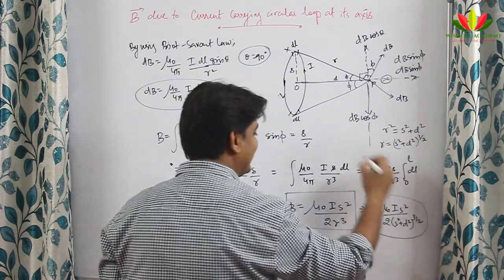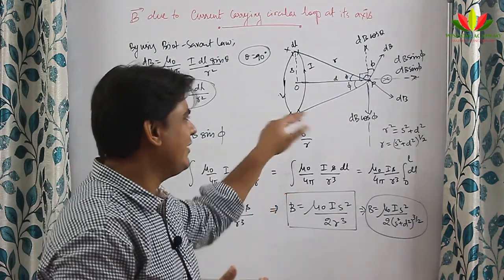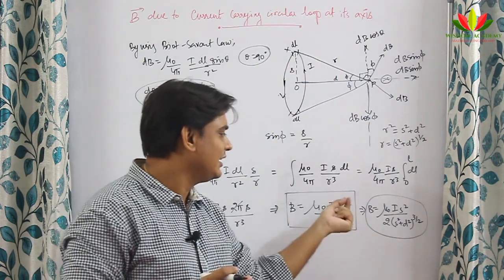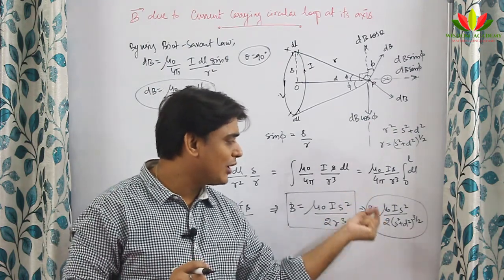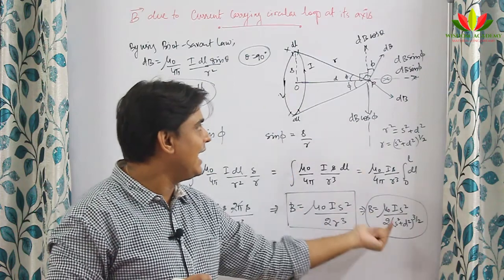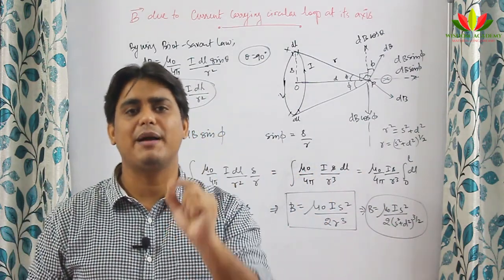In many books you will find this expression of B. See, I have taken this s, d and all these things in my own way. In a book it may be a or r or d, it can be anything. The concept remains the same. The magnetic field value is mu naught I s square by 2 (s square plus d square) to the power 3 by 2, where s is the radius of the circle and d is the axial distance of the point where you are finding the magnetic field.